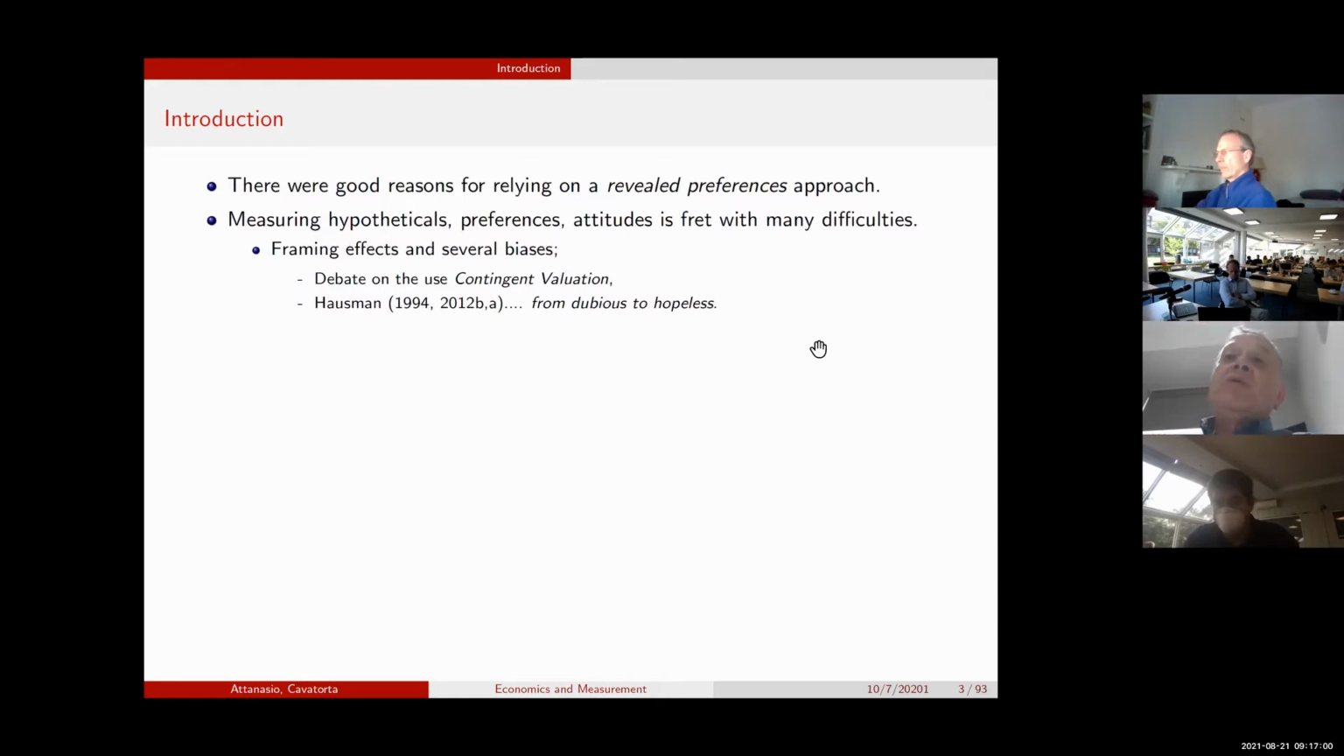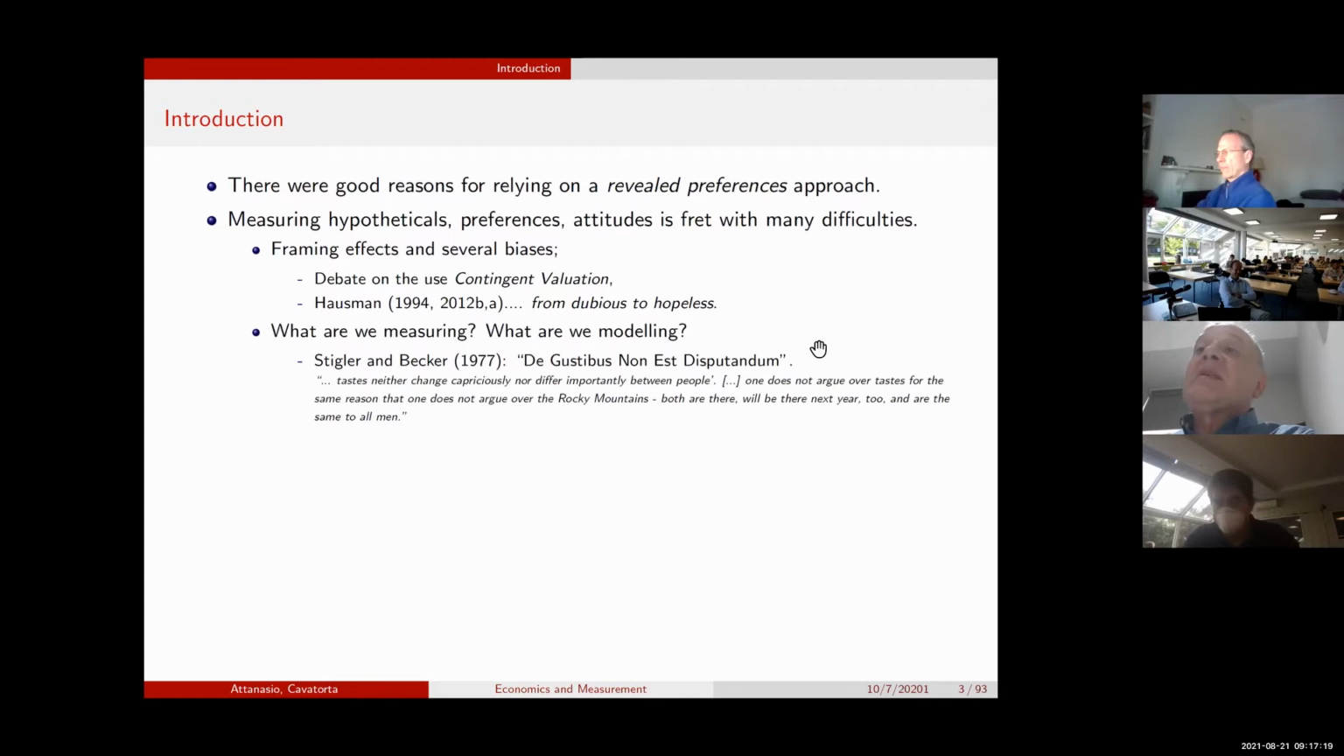Jerry Hausman wrote two papers in the Journal of Economic Perspectives, one in '94 and one in 2012. In the first one, he calls the use of contingent evaluation dubious. In 2012, he calls it hopeless, for the sort of biases that these types of measures induce.